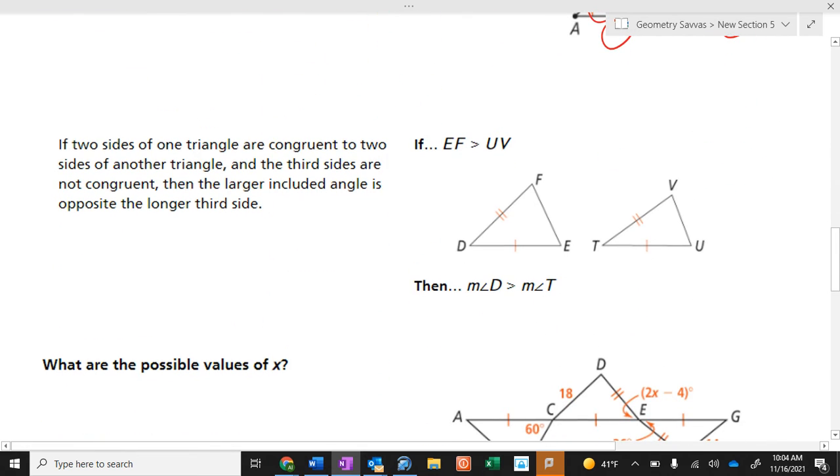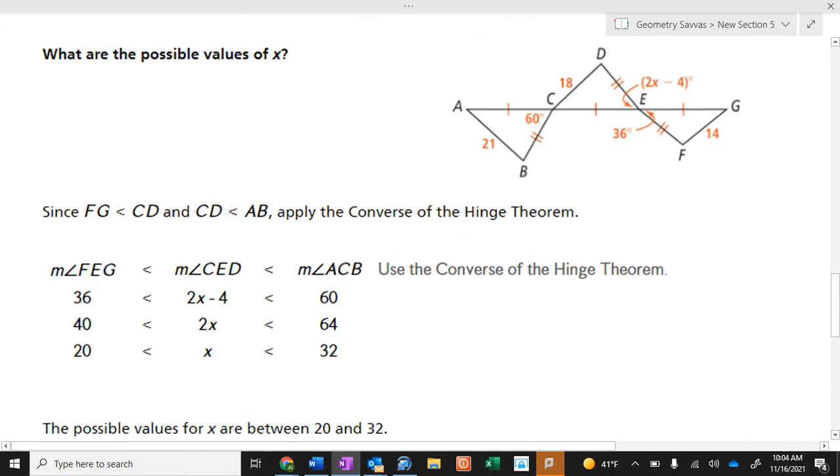Okay, so the opposite of the hinge theorem is this. If this side is longer than this side, then this angle is bigger than this angle. So it's really the same thing, right? The same thing as the hinge theorem. This is the converse to the hinge theorem, which talks about the side then. If this side is longer than this side, then this angle is bigger than this angle. Okay? So let's look at this.